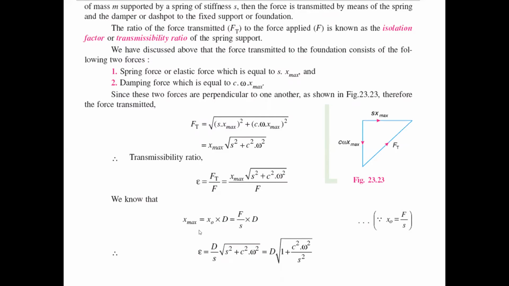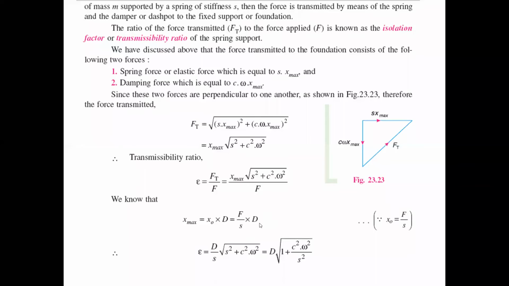Now we know one formula: x max equals x naught into d, where d is the magnification factor, the damping magnification factor. So x max equals x naught into d. But x naught is also written as the initial displacement, and the initial displacement value is F by s.